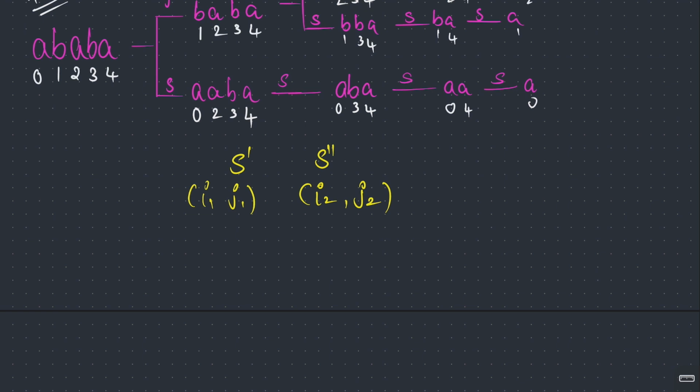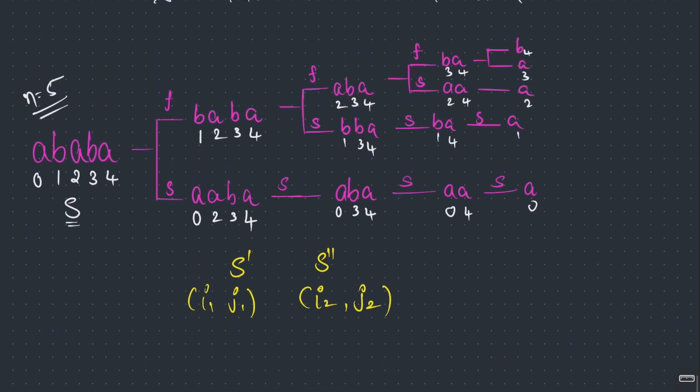That's what this I1 J1 and I2 J2 denote. I1 is the number of first letter deletions, and J1 is the number of second letter deletions. I2 is the number of first letter deletions for s double dash, and J2 is the number of second letter deletions for s double dash. Fine. So how do you think this s dash and s double dash will look with respect to s? Like, what characters are present in it? Can you give me the indices?